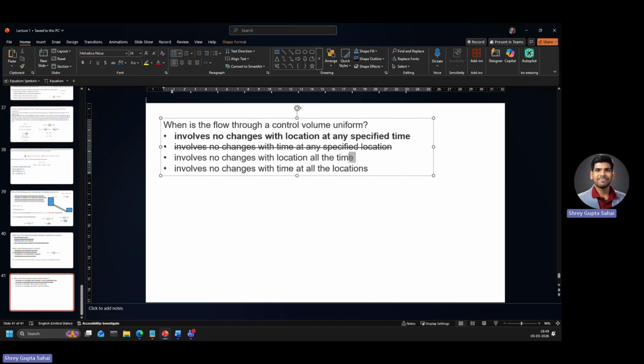Involves no change with location all the time. So uniform flow may be unsteady. It should not also be a function of time. Involves no change with location at all times. It seems like it's trying to say that at all times it should be the same, so that's not true. Involves no changes with time at all locations. This is again the definition of a steady flow, not uniform flow. That's not true. So the true answer is no changes with location at any specified time.